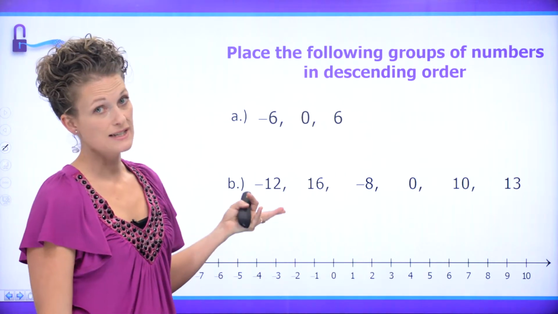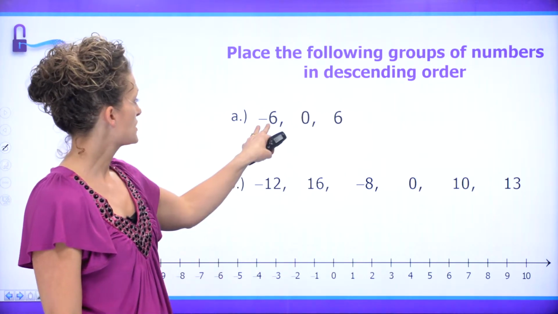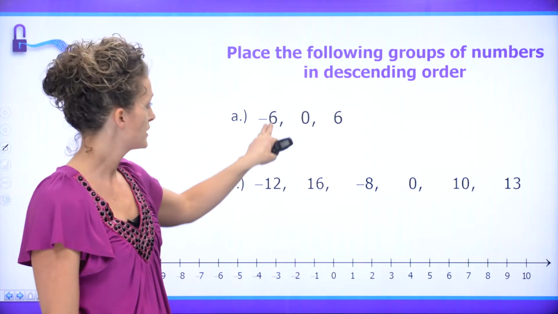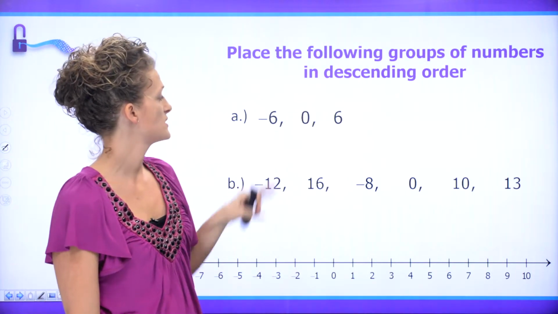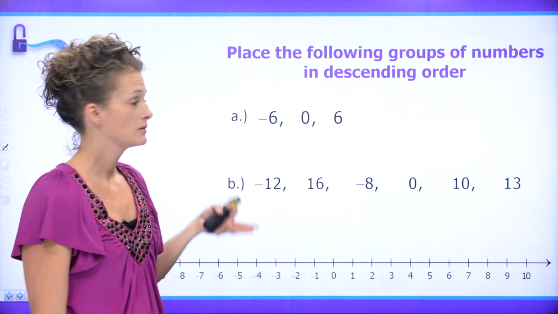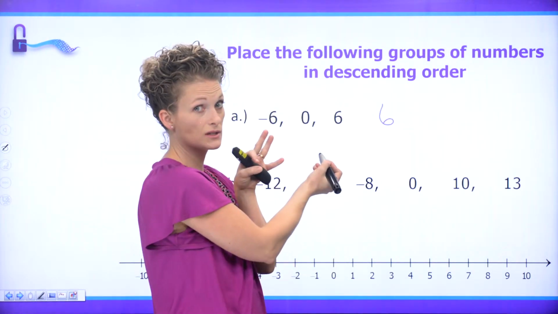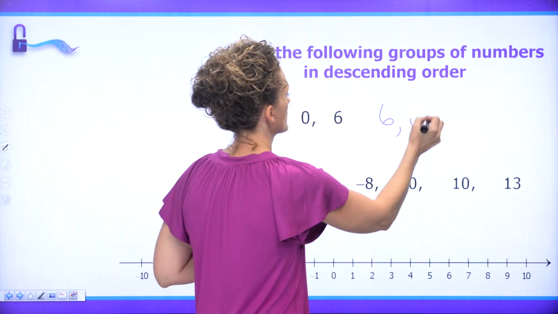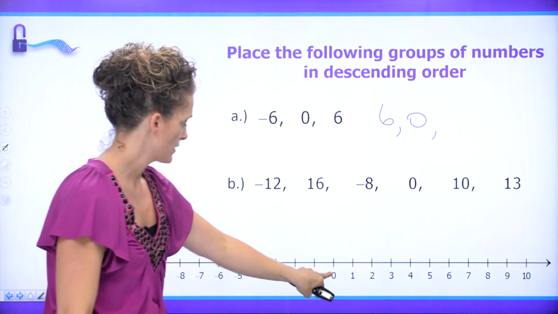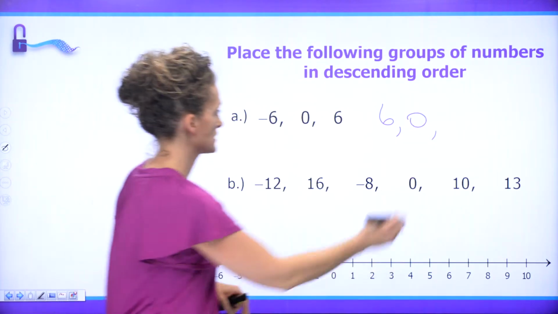So let's do the opposite. Let's do descending order. So start with the biggest number. So here we have -6, 0, and 6. Well, the biggest number is obviously going to be 6, because we know that 6 is bigger than 0. But we also know that 0 is bigger than -6.